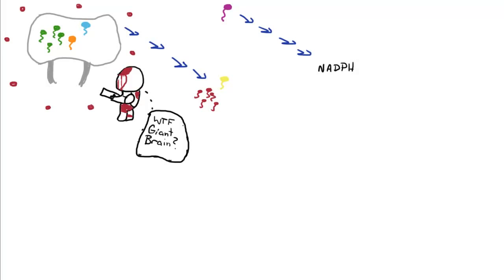So in the next video I'm going to cover the Calvin cycle, which uses this ATP and NADPH to make sugars.